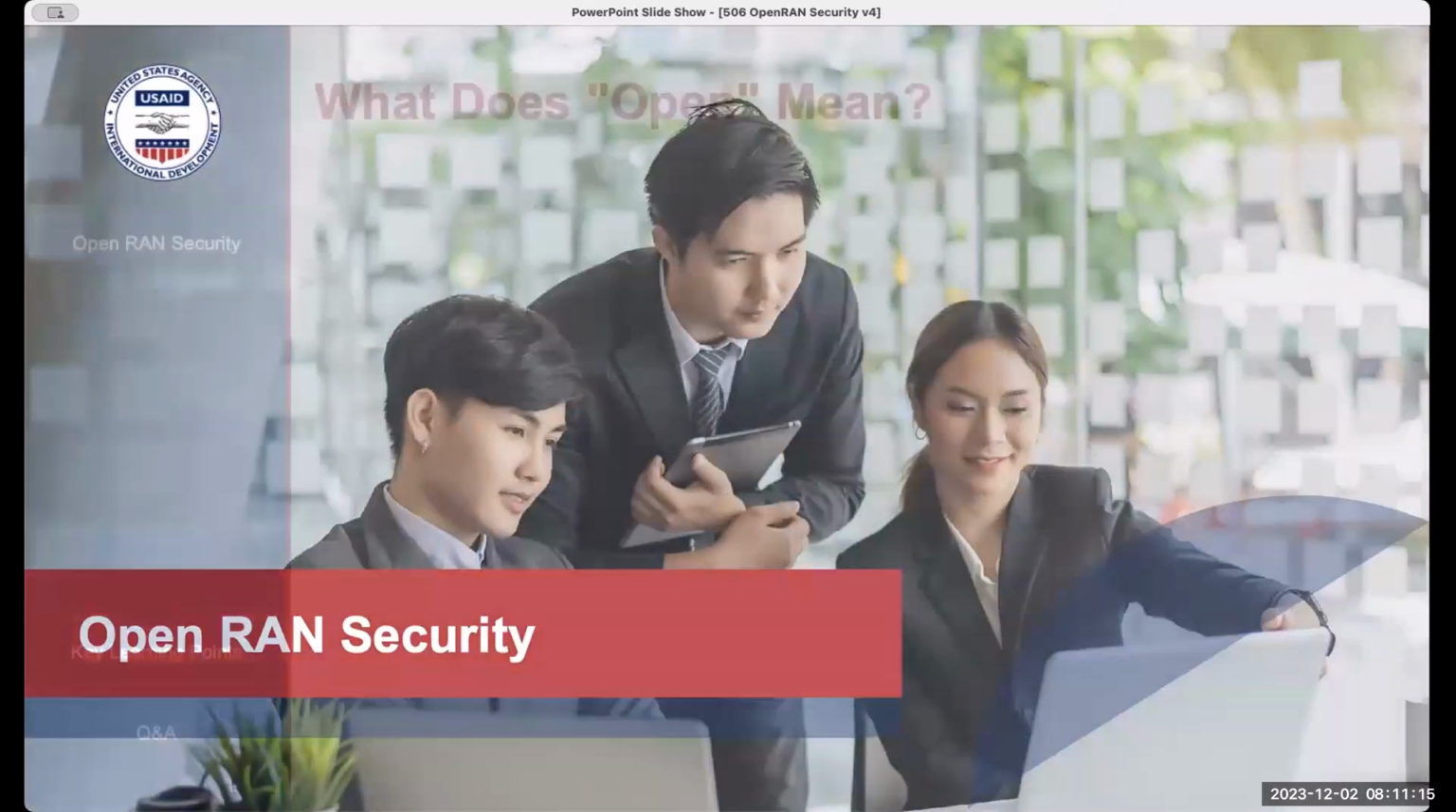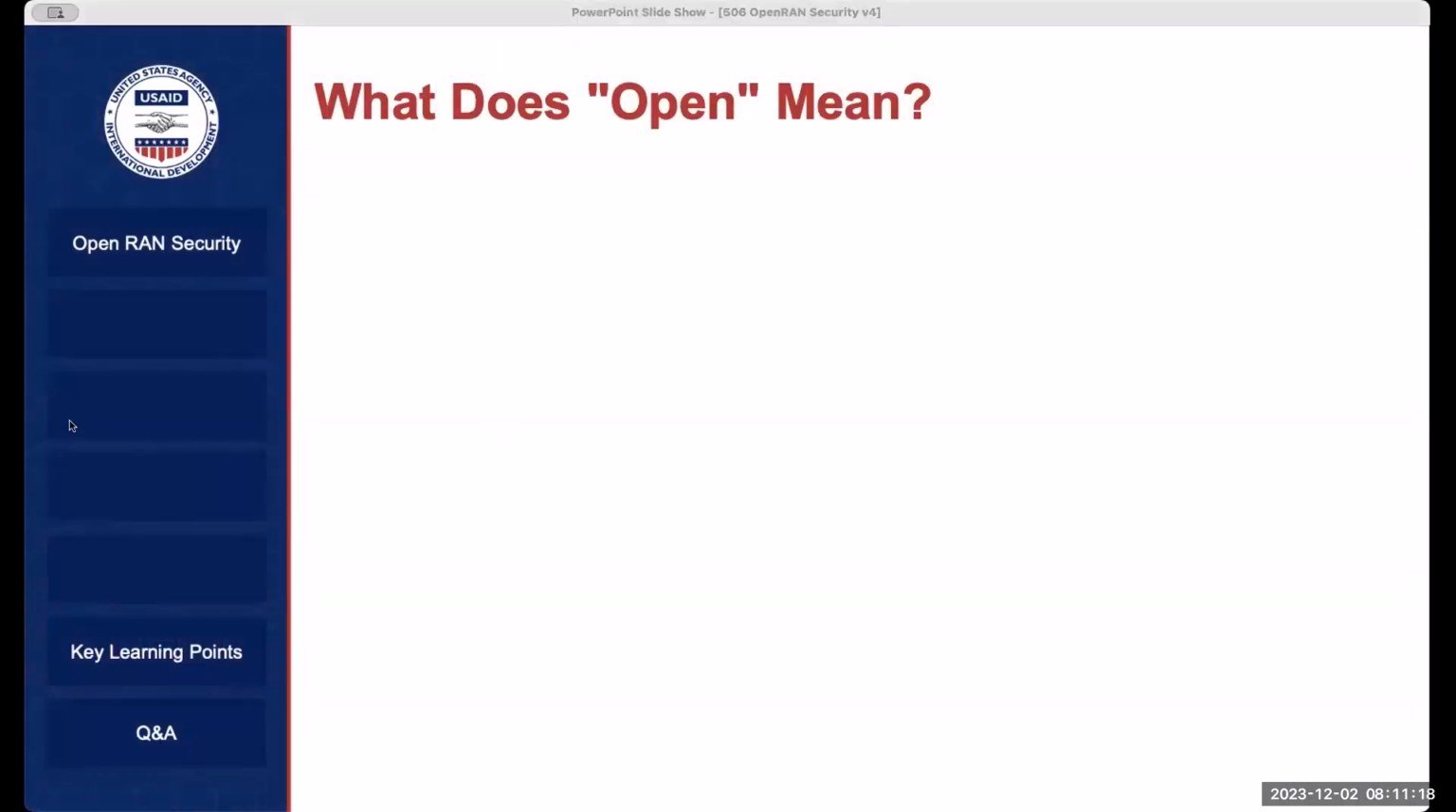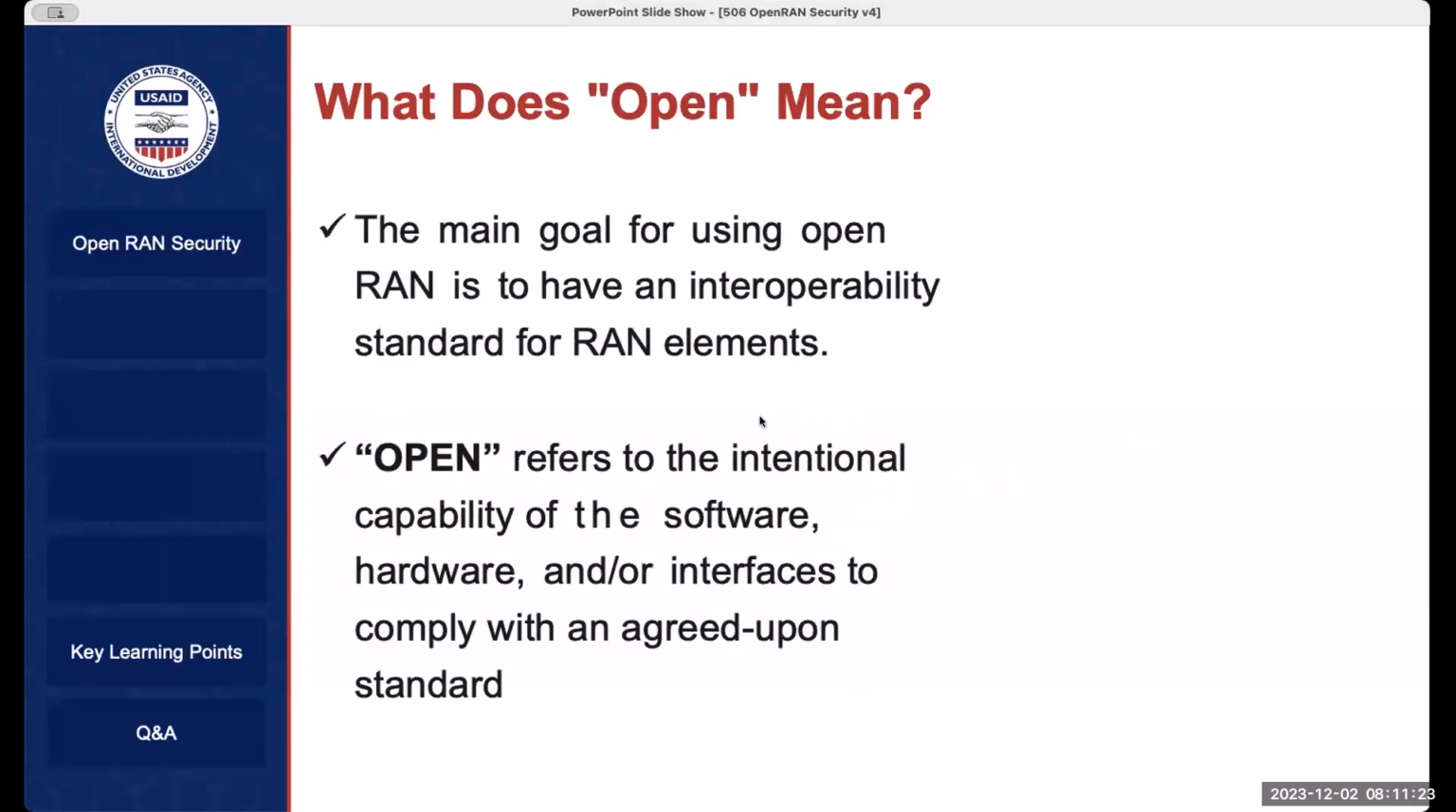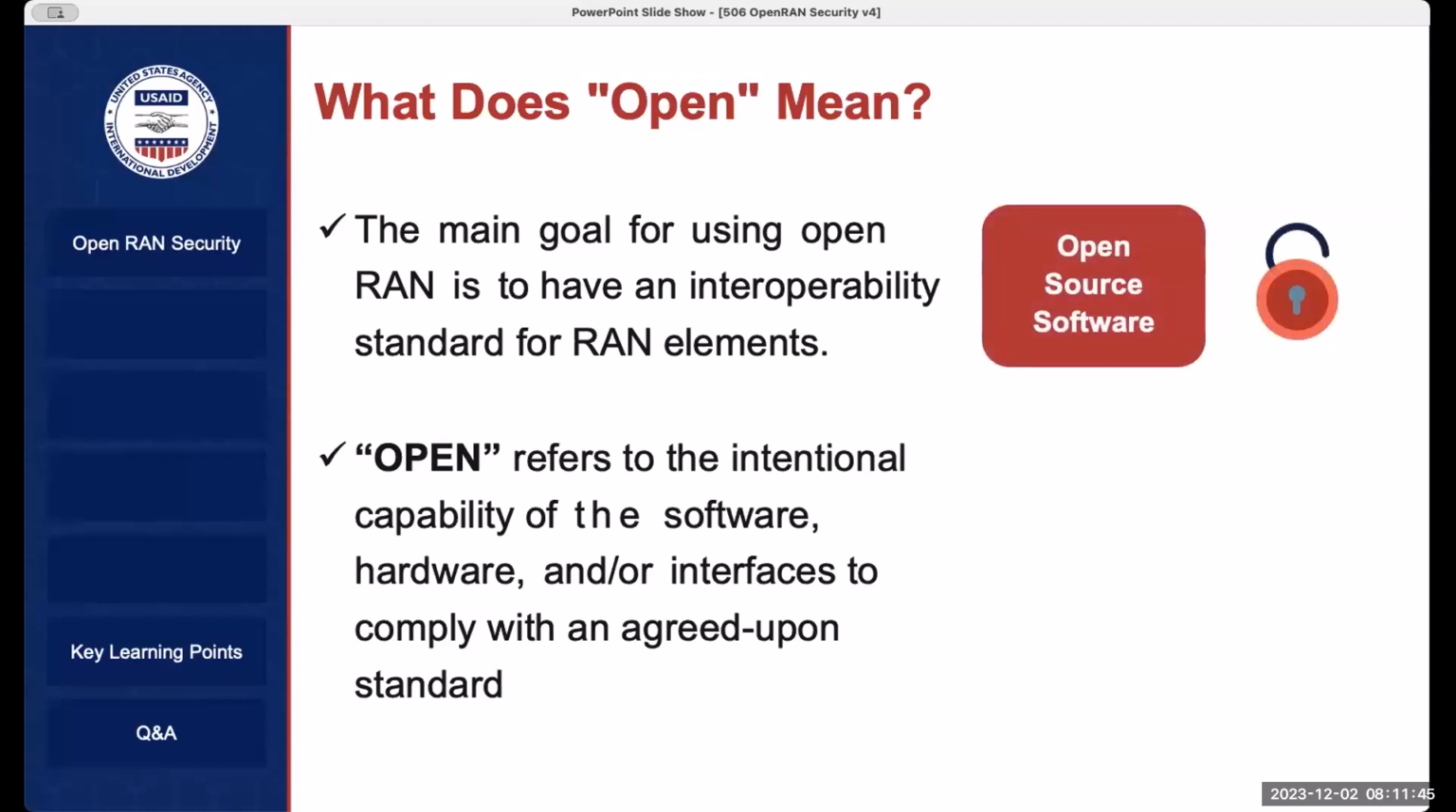So in Open RAN security, what does open actually mean? Open does not necessarily mean open source or free. The open part here, as discussed in other courses, is really about interoperability: the intentional capability of software, hardware, and/or interfaces to comply with agreed upon standards. So we would most likely be using open source software, but again, it does not necessarily mean it could be only open source.